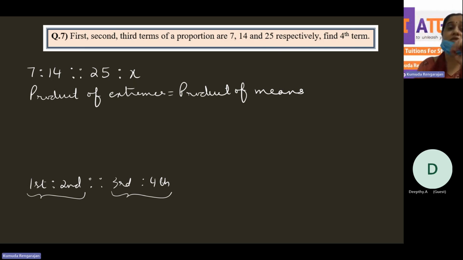So they are the means. The first quantity and the fourth quantity are at the ends, so they are called the extremes. Which are the extremes? The first quantity and the fourth quantity. Which are the means? The second and third are the means.